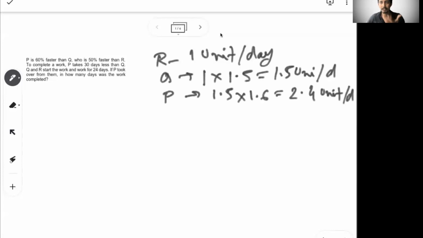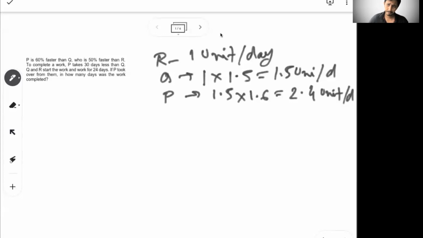So that is the individual capacity. Q is 50% faster than R, so if R does 1, Q does 1.5. P is 60% faster than Q, so if Q does 1.5, P will do 1.5 into 1.6, which is 2.4 units per day. Now they said that to complete a work, P takes 30 days less than Q. Q and R start the work, they work for 24 days. If P took over from them, in how many days would it be completed?